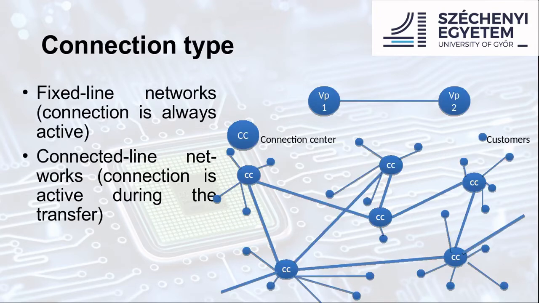The next division is usually used in phone networking. We can differentiate fixed line network and connected line network. At fixed line network, connection is always active, hence it is very resource wasting. At connected line network, connection is only active during data transfer. Here, connection center helps in establishing connections.